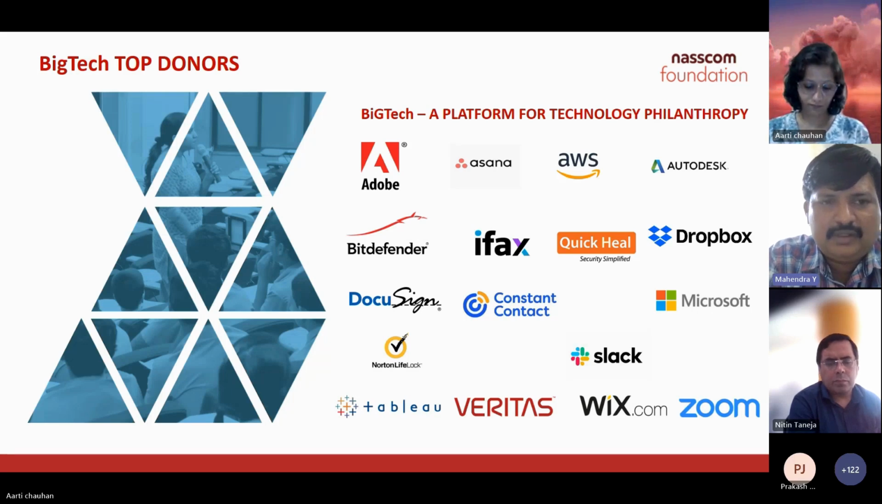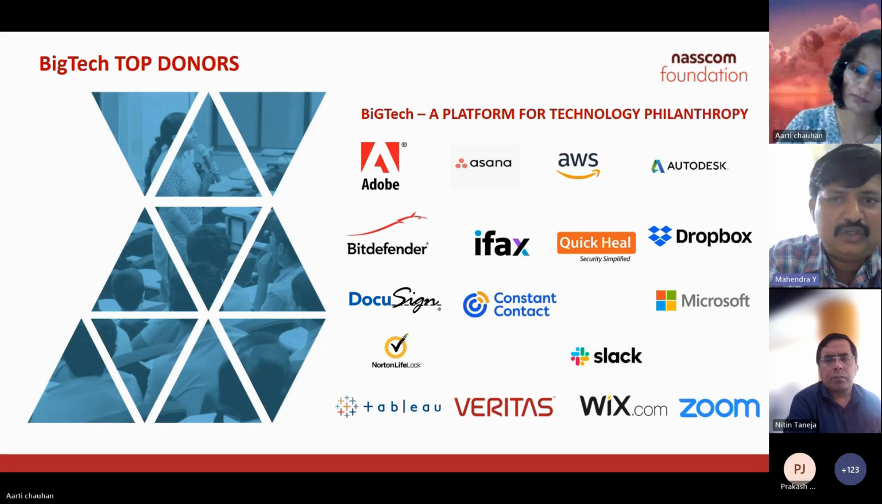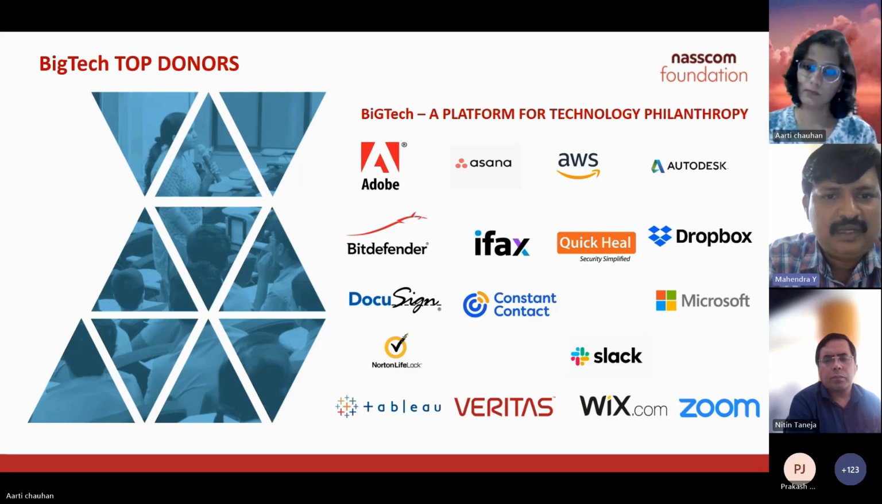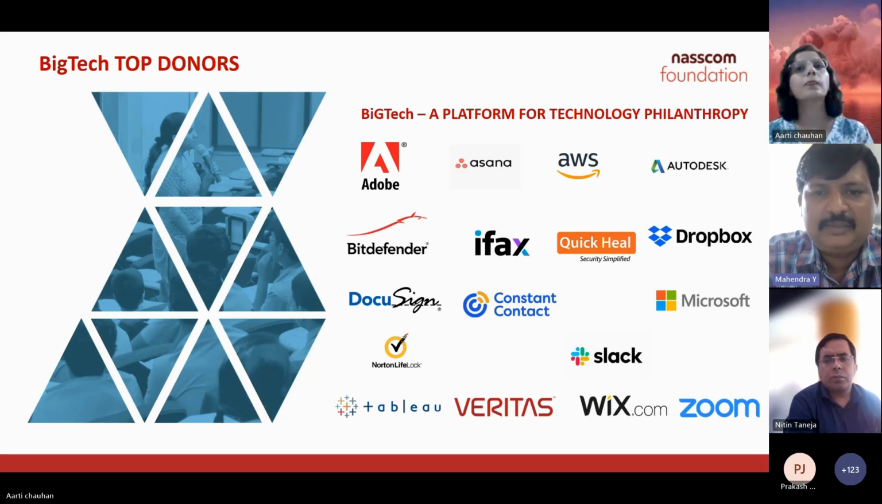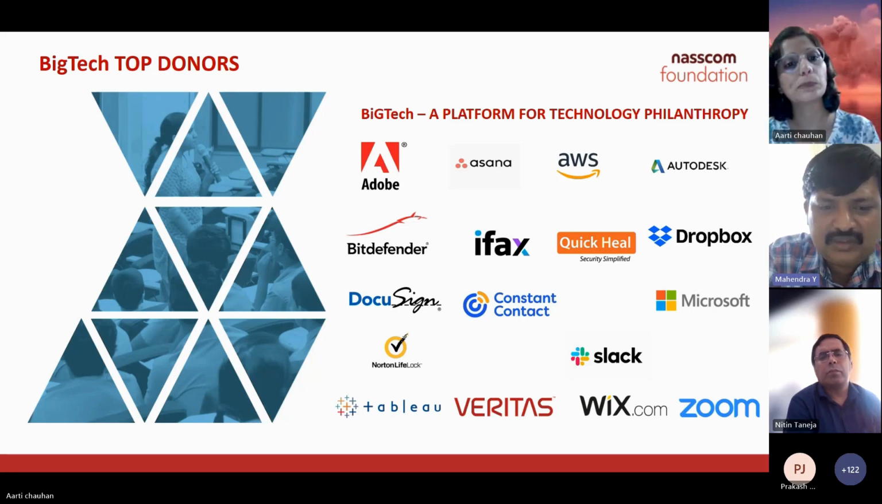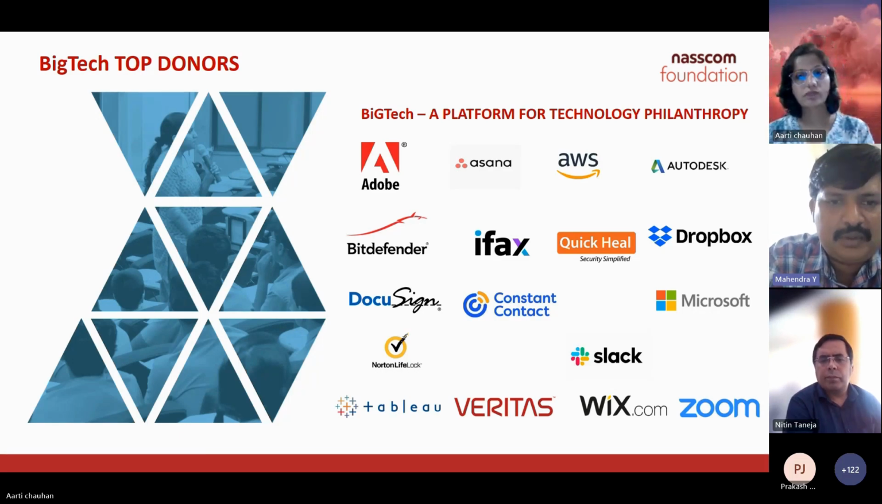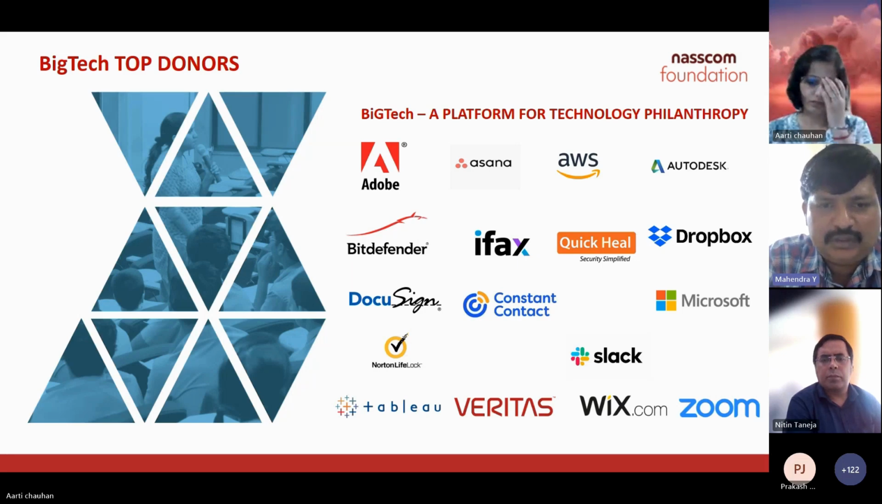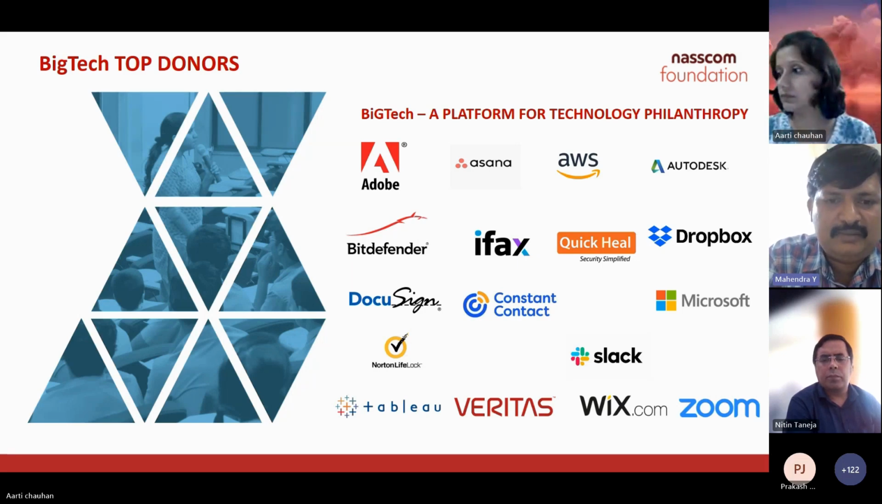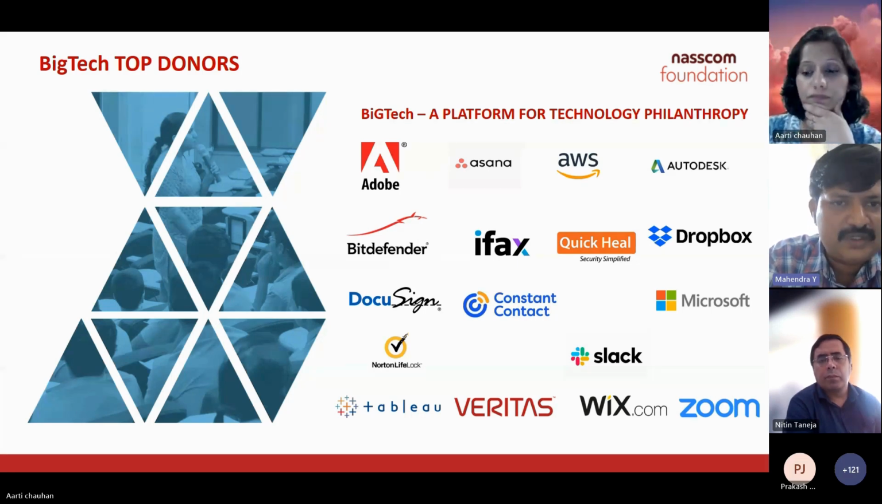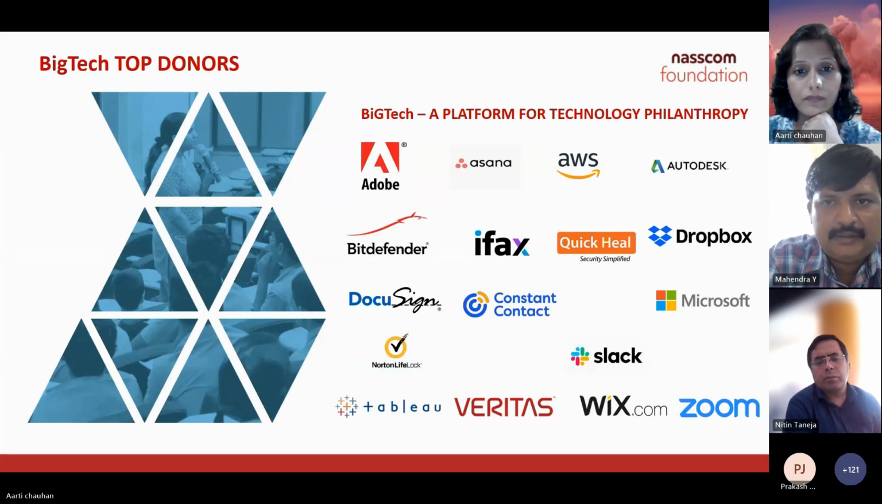Moving on, just to talk about some of the donors who are listed on our platform. I named a few of them earlier. We have Zoom, Dropbox, Adobe. These are some of the donors listed on our program. Apart from this, there are other donors available, which you can always go ahead and explore.